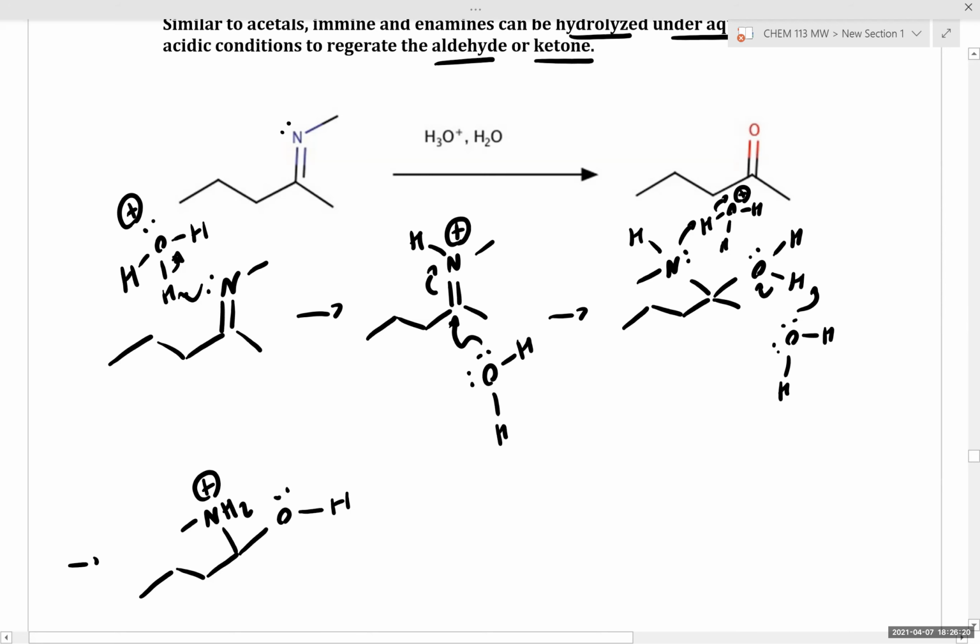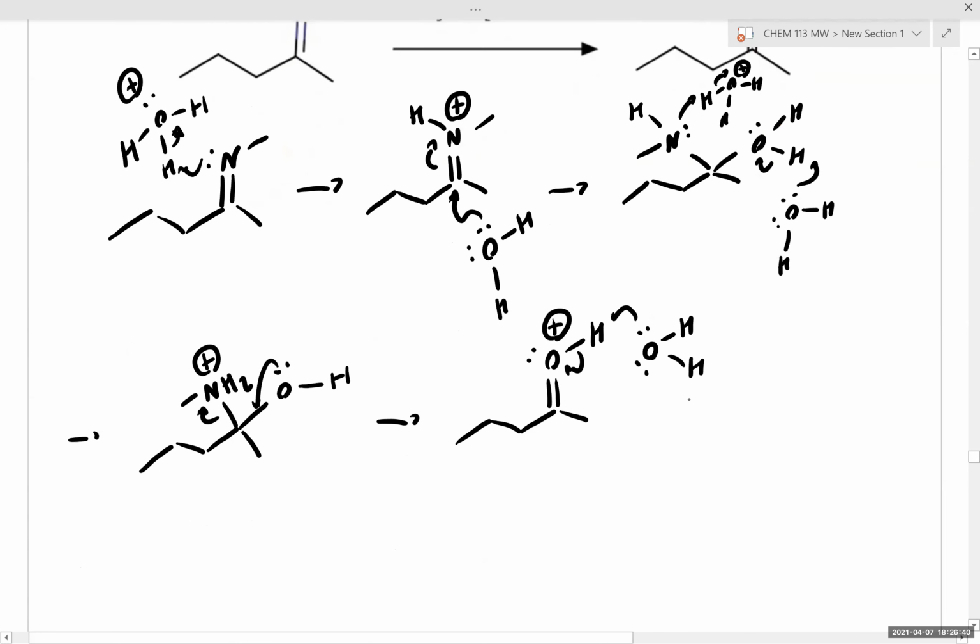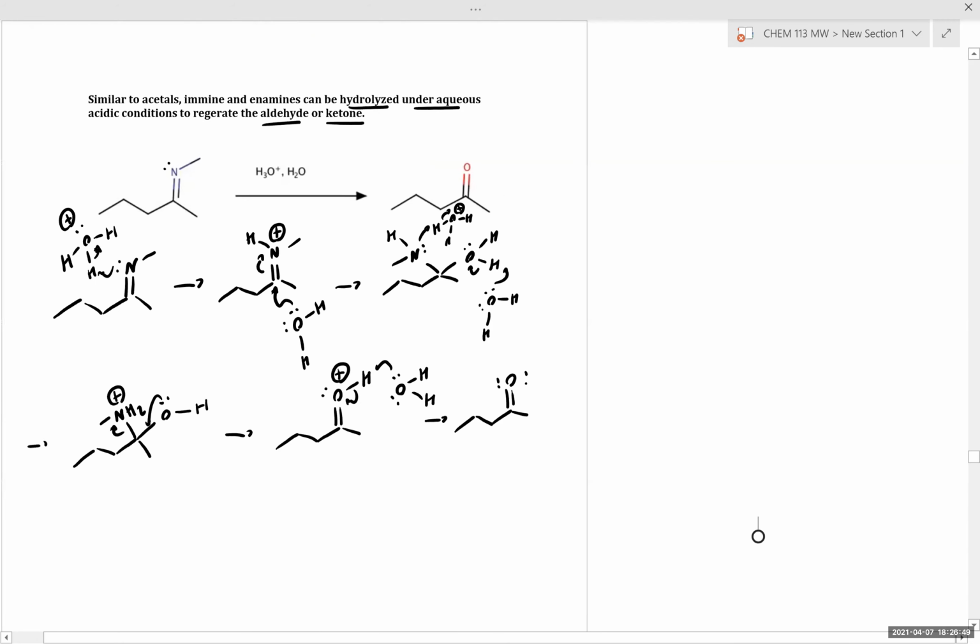We have our alcohol, and now we can kick down our lone pair and lose our leaving group. And that in turn gives us our protonated ketone, which we can then just deprotonate with water. And that in turn gives us our desired ketone after hydrolysis of our imine.